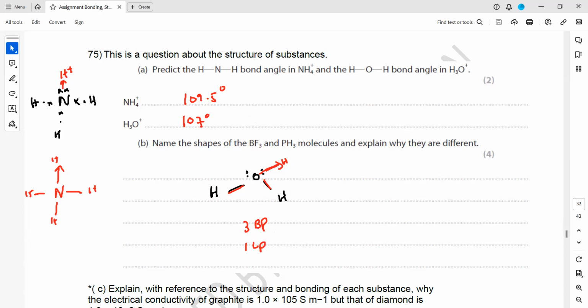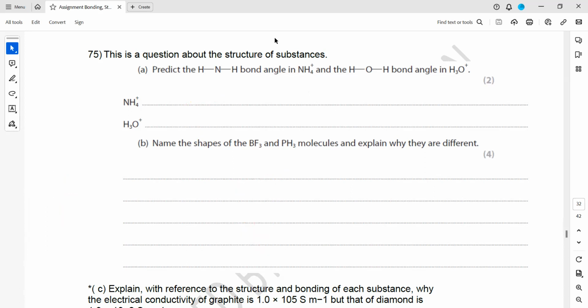The next is the BF3 and PH3 molecule. Name the shape. So boron trifluoride: boron does not have any lone pair on the central atom, but phosphorus belongs to group 5, so it has a lone pair. So when we have 3 bond pairs and 1 lone pair, what will be the geometry?